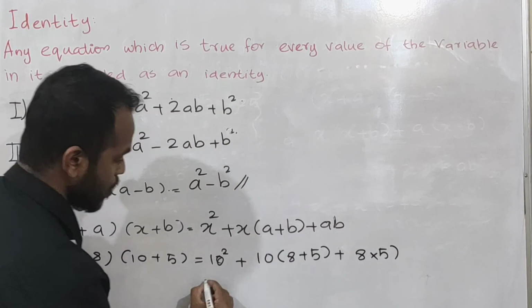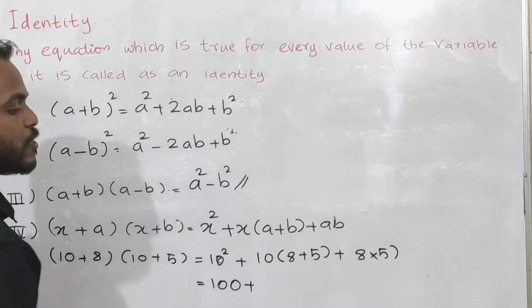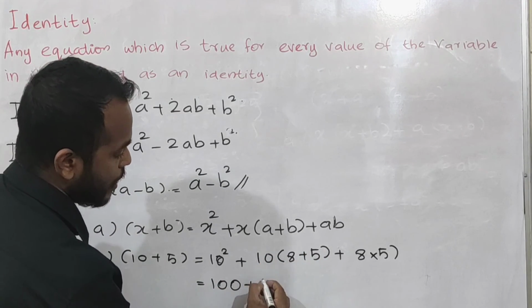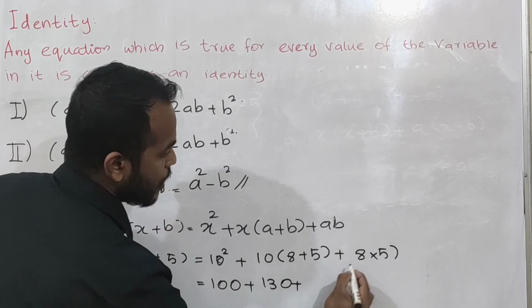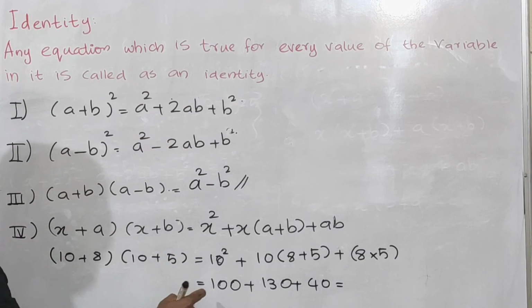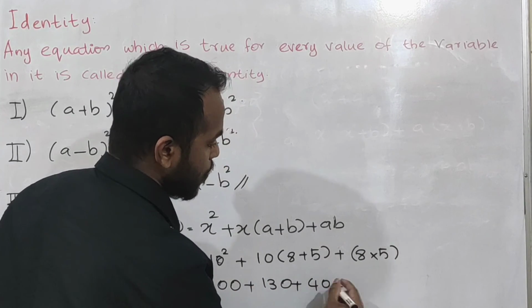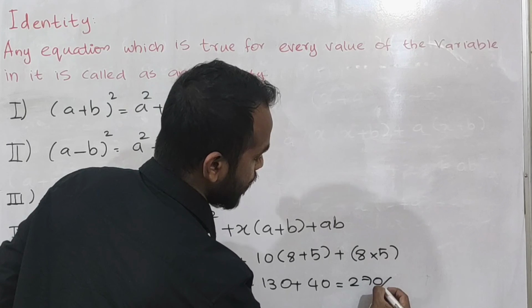Let's see this one. So what will it give? This is 100 plus 10 into 8 plus 5 is 13. 13 into 10 is 130 plus 8 into 5 is 40. So you will get the answer. 100 plus 130 is 230. 230 plus 40 is 270.